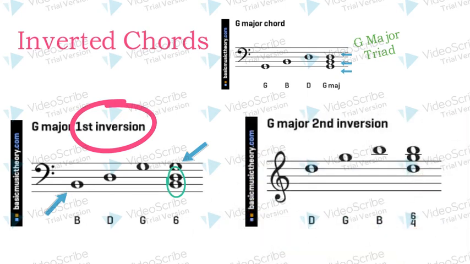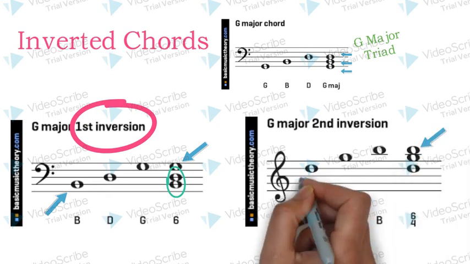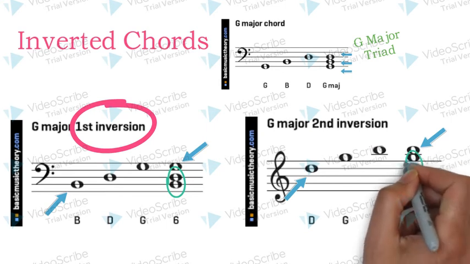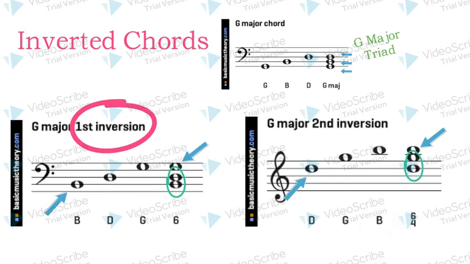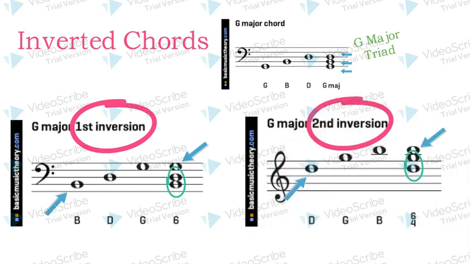If we then move the B to the top of the chord, the bottom note then becomes D. The D and G notes are in the same position from the first inversion, but the B moves to the top. This is called a second inversion.